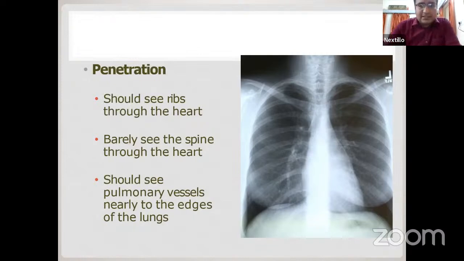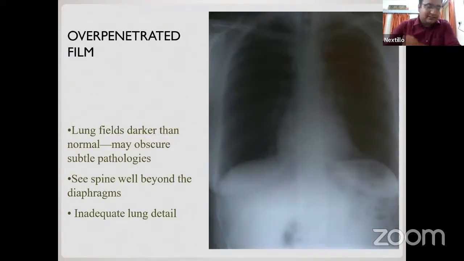So let's understand this with an example. Look at this X-ray. Can you appreciate anything? I am not even able to see the lungs properly. They are appearing all black. So why is it happening? Because this is an over-penetrated film. More amount of X-rays given, so more X-rays are reaching the film, so we are not even able to see.